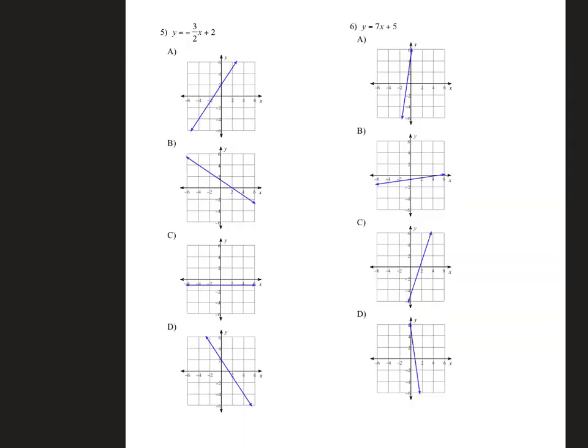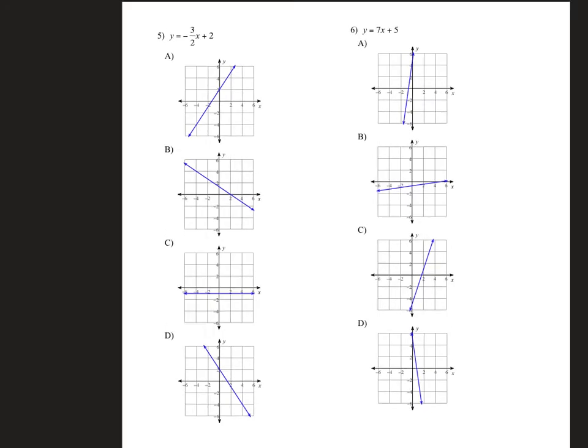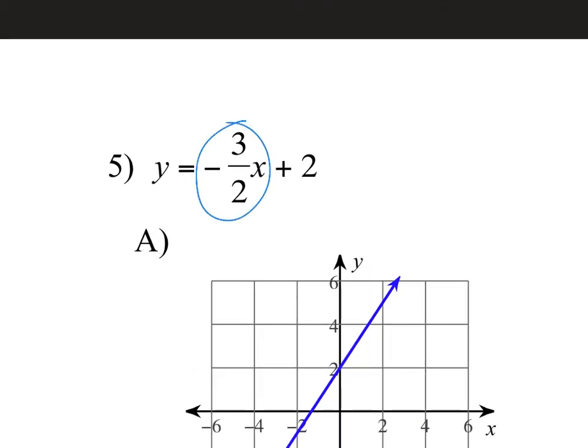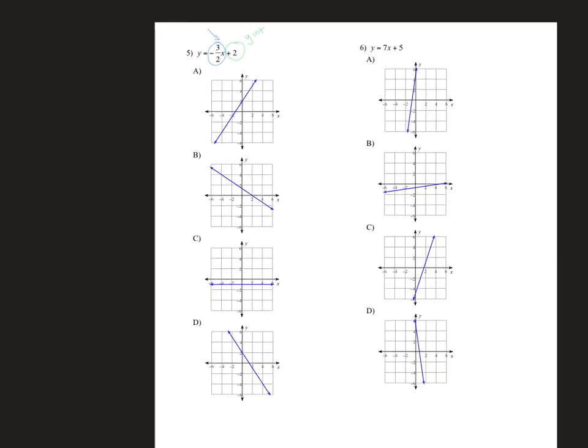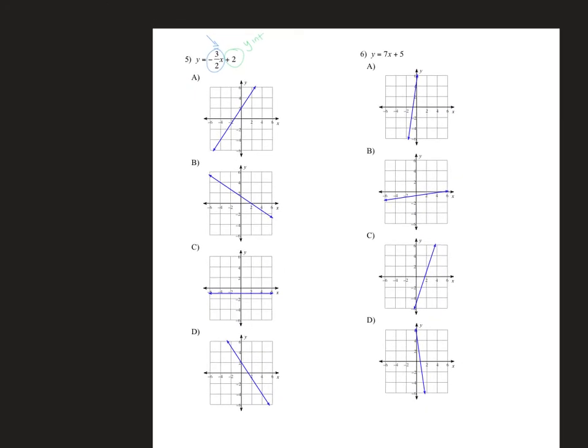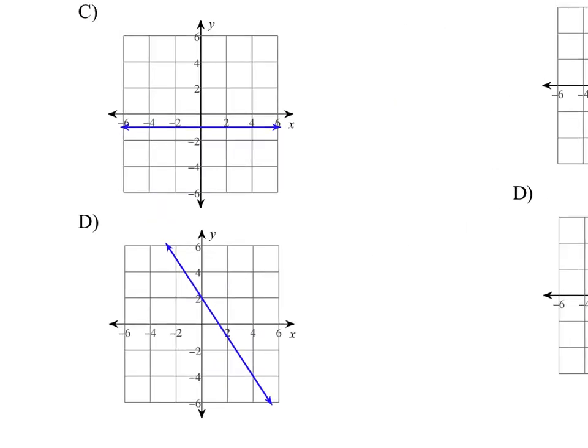Once again, pause the video, try it out on your own, then restart the video when you're ready. And I'm going to zoom in on the equation. So the slope is a -3 over 2, which means it's going to be decreasing. And the y-intercept is a +2. So I am looking for it crossing the y-axis at +2. So if I zoom out here, I can see first of all that A won't be correct because it has a slope that is a positive slope. It's increasing. And C isn't going to be correct either.